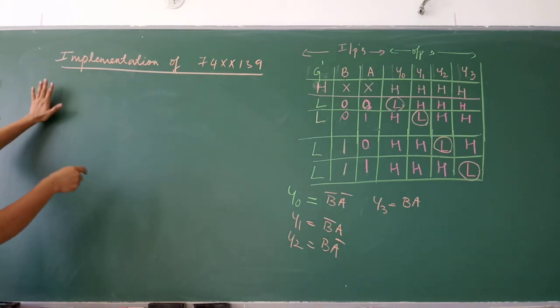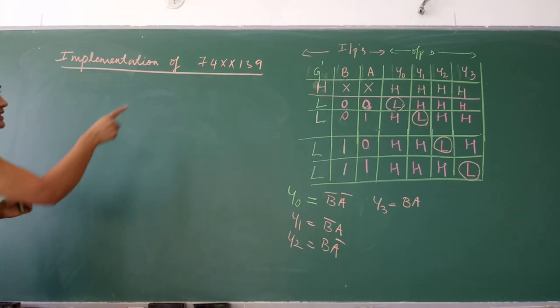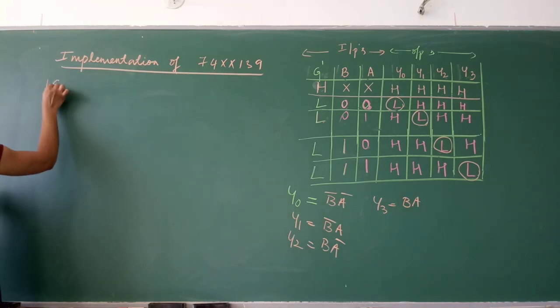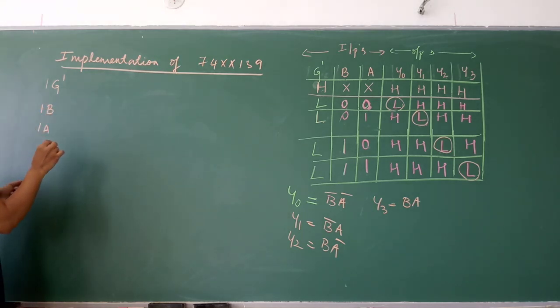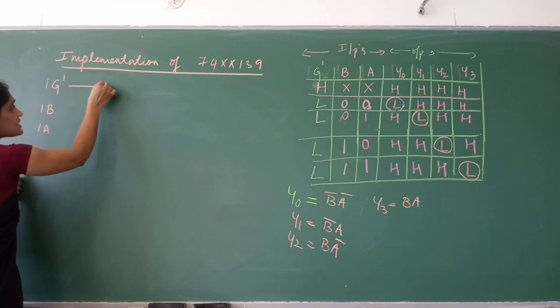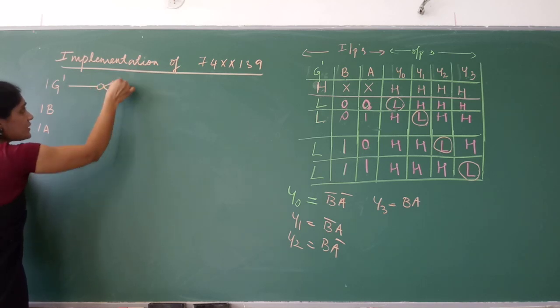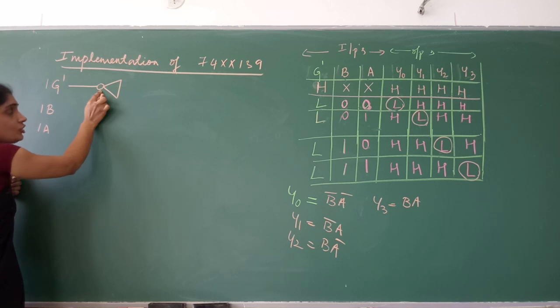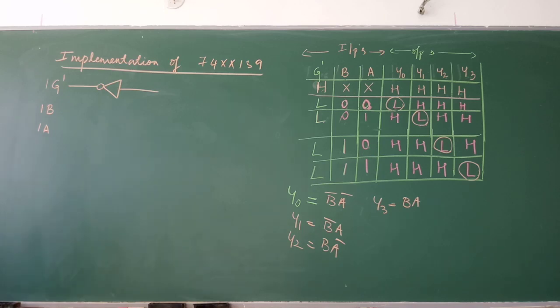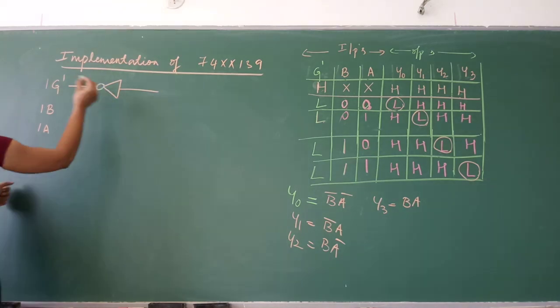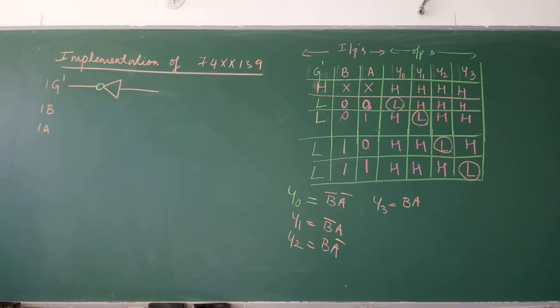First, let me write the circuit for the first decoder. What are the inputs for the first decoder? 1 G dash, 1B, 1A. G dash is active low. Active low signals are indicated by writing a bubble at the NOT gate. So this is 1 G dash, and we write a bubble here just to indicate that it is an active low signal.